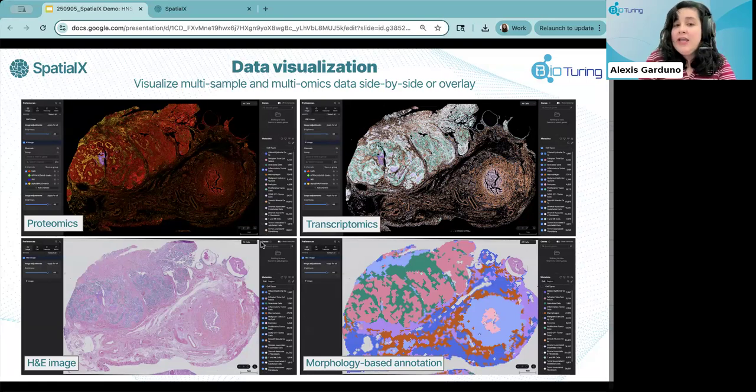You can overlay H&E stain images as well if you want to map that out with the segmentation of the tissue, especially if you're working with single cell resolution technologies. And we have many capabilities when it comes to other models that you can run for segmentation. So if you want to do a morphology-based annotation, or look at the segmentation based on the tissue architecture or morphology, you can use SpatialX to do that as well.